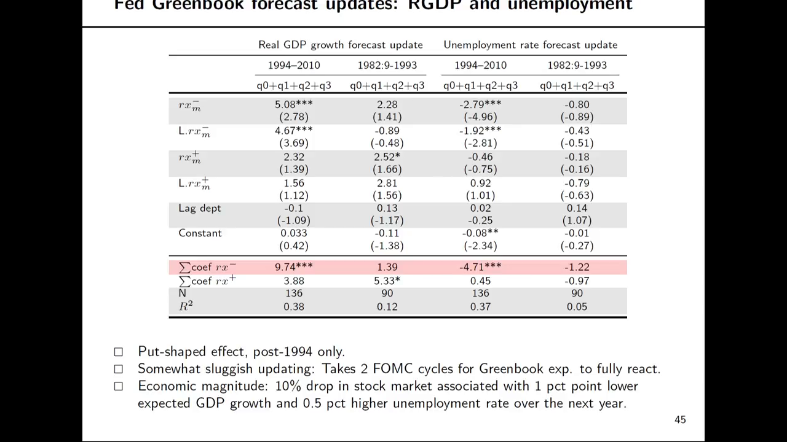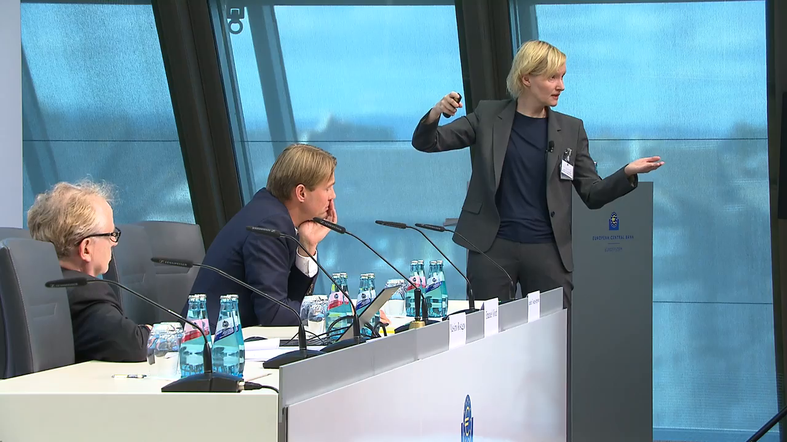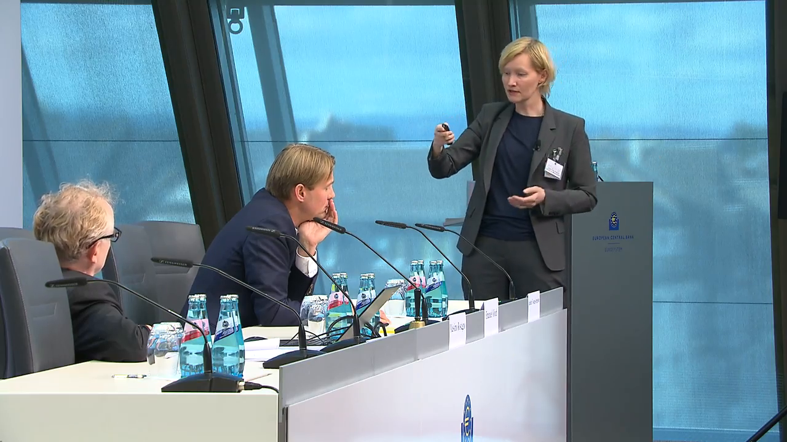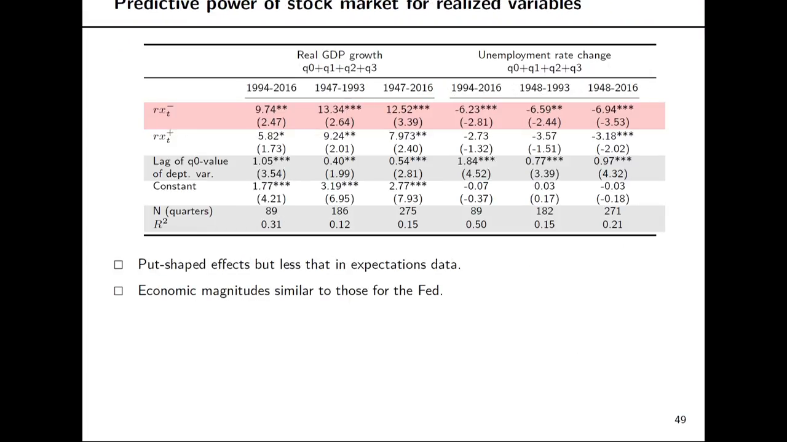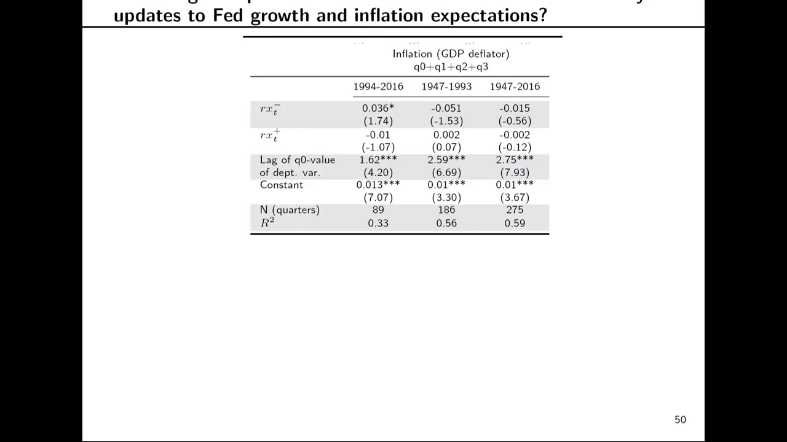Notice again also the put shape showing up. There's no statistical impact in the positive range of the stock market. So when the market goes down, they downgrade the expectation. When the market goes up, they have an asymmetric response. In terms of the actual predictability, look at the top left, you get basically 10. Okay, for unemployment, column 4, you get 6. For the Fed, we had 10 and 5. It's all looking pretty consistent. So based on this first approach, the Fed is looking pretty rational.